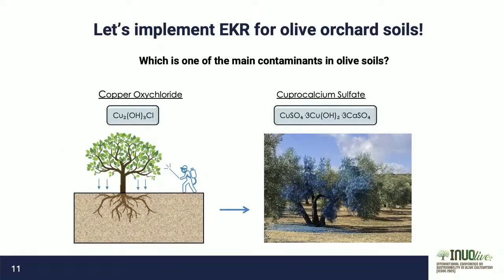So now, let's implement this technology for olive oak soils then. We have to identify the contaminants. We started focusing on copper, because one of the main fungicides for olive groves is copper oxychloride and copper calcium sulfates. They have some advantages. For example, they do not interact with plant leaves, and they are not soluble in water. However, they also affect the soil because they tend to accumulate, especially on the surface horizon. And after they accumulate, we are going to have an issue because the fertility of the soil is going to be affected.